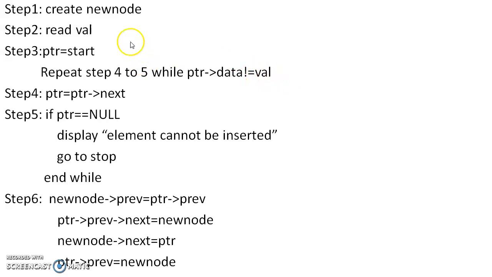We have read the value before which we have to insert, and we have taken the pointer at the starting, and we have gone to that particular node where we have to do the activity. In the middle, if the PTR is becoming null, that means the element is not found to insert, so we are displaying the element cannot be inserted. Then we have performed these four operations on that particular node.